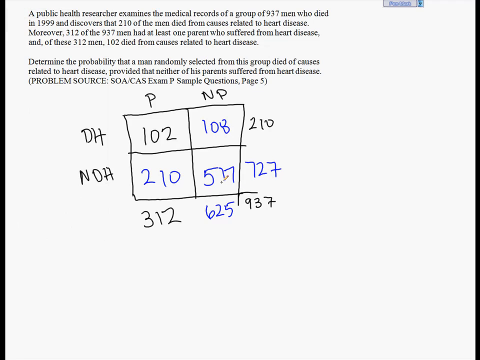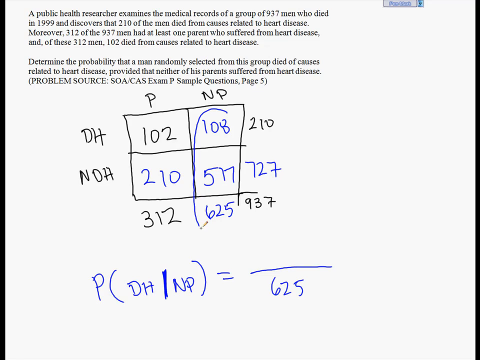Okay, so the question was to determine the probability that a man randomly selected from this group dies of causes related to heart disease, provided that neither of his parents suffered from heart disease. So no parents suffered from heart disease. Okay. Well, this tells us who we're comparing to. So we're looking at the group where their parents did not have heart disease. So there are 625 of those individuals. So really we're isolated to just this column right here.